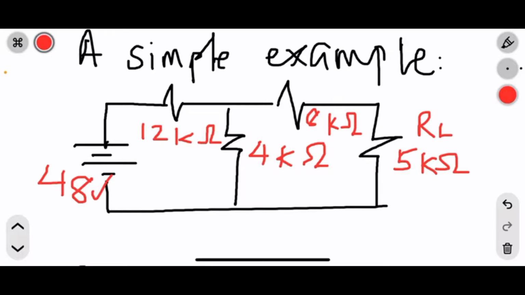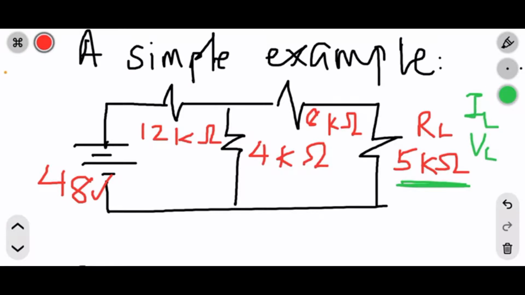So let's take this example. This is a simple circuit, and we are supposed to find, let me change the color of the pen, the current IL and the voltage VL through the load resistance of 5 kilo ohm. That's what we are supposed to do using what? Thevenin's theorem.